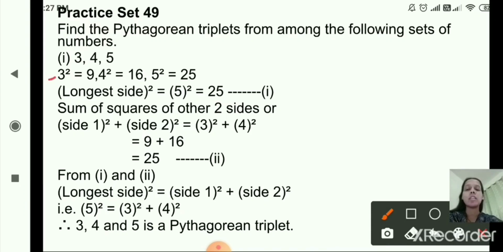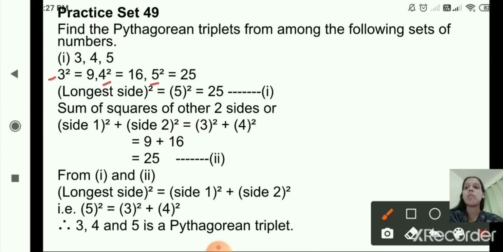3 square is equal to 3 multiplied by 3, that is 9. 4 square is equal to 4 4s are 16. And 5 square is equal to 5 5s are 25. So first we have written all the squares, okay? Squares of each number which are given in the question.